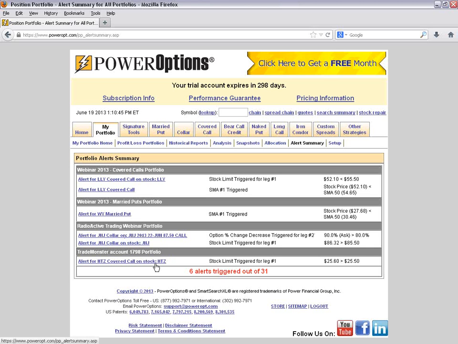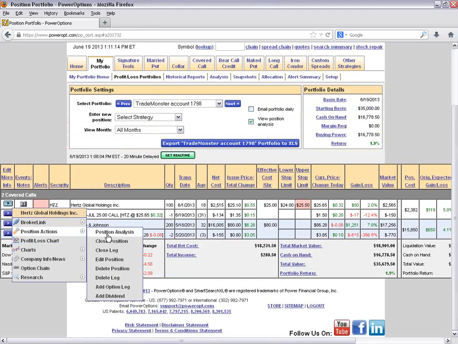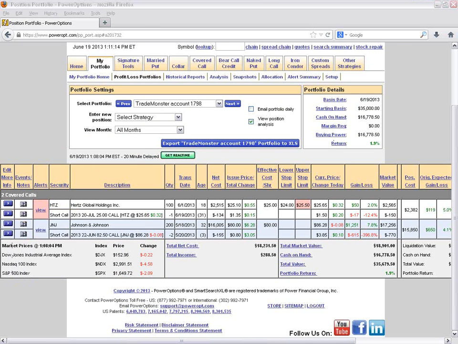And I say, oh, the alert for HTZ, it's at 25.60, it's above 25.50. So I'll click on that, and it'll take me to that particular trade, that particular portfolio. And I say, yep, that's triggered. Let me go to position actions and position analysis. And I can go back and look at the other alerts for the other positions and see those.